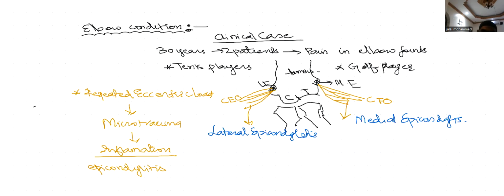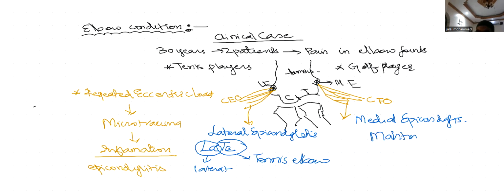So how to remember this? You can remember LATE. LA stands for lateral. So if it is lateral, it is TE, late, tennis elbow. And for the other, you can remember it as Mahatma Gandhi elbow. M is medial. So if it is affecting the medial side, it is golfer's elbow.